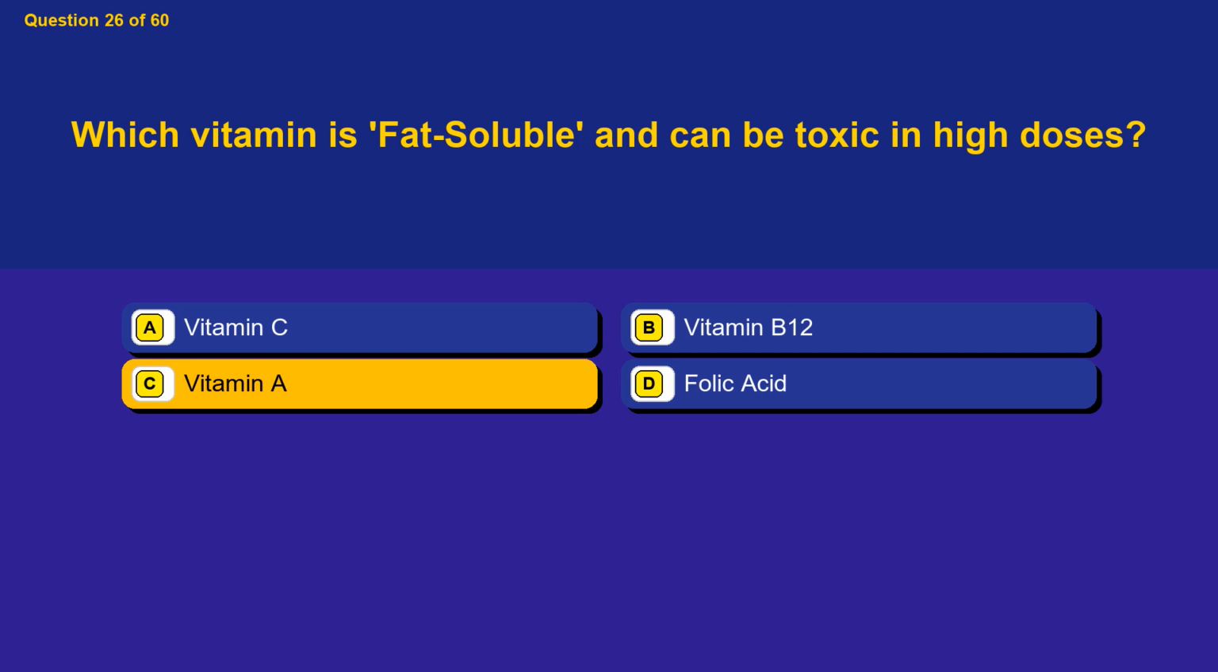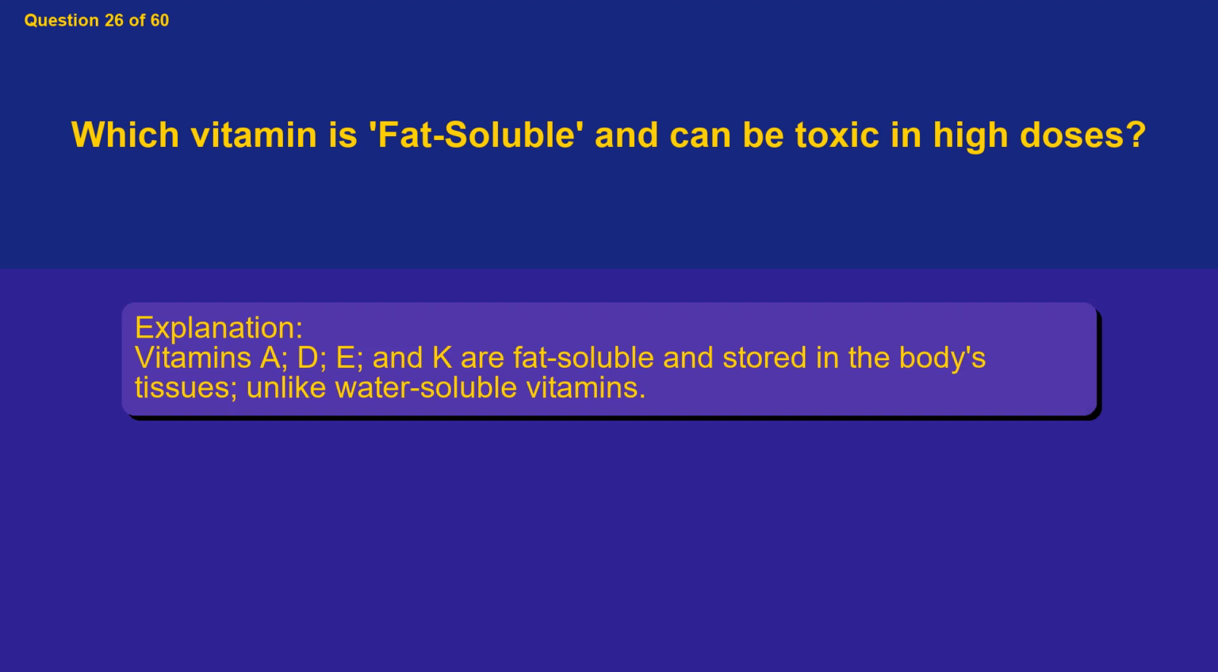The correct answer is option C. Vitamin A. Vitamins A, D, E, and K are fat-soluble and stored in the body's tissues, unlike water-soluble vitamins.